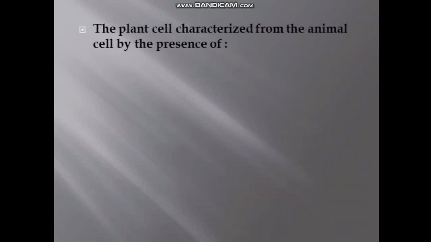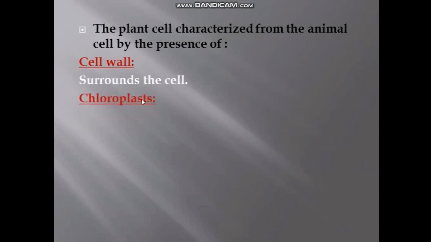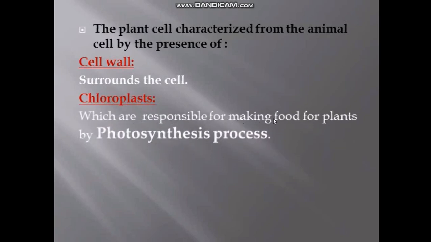Okay, here if we want to see the difference between the plant cell and the animal cell in the structure, we are going to find that there are two structures that are present in the plant cell and not present in the animal cell, and these structures are the cell wall, which surrounds the plant cell and gives it its shape, and the chloroplasts, these green structures or green plastids that we see. Chloroplasts are responsible for making food for the plants by the photosynthesis process.